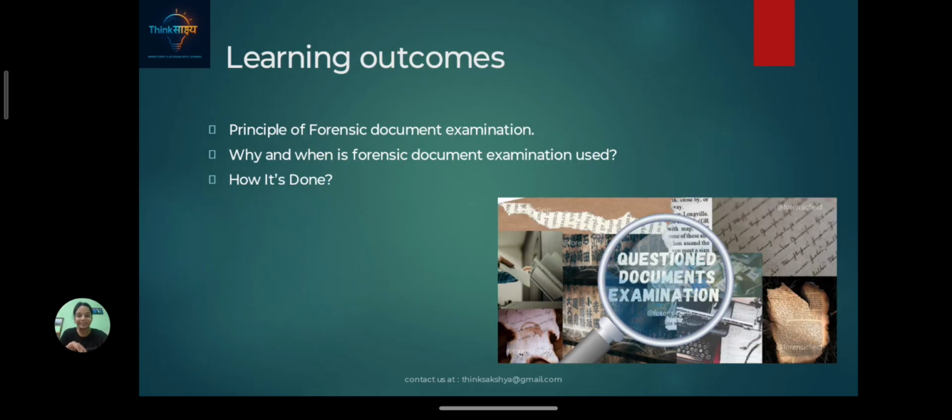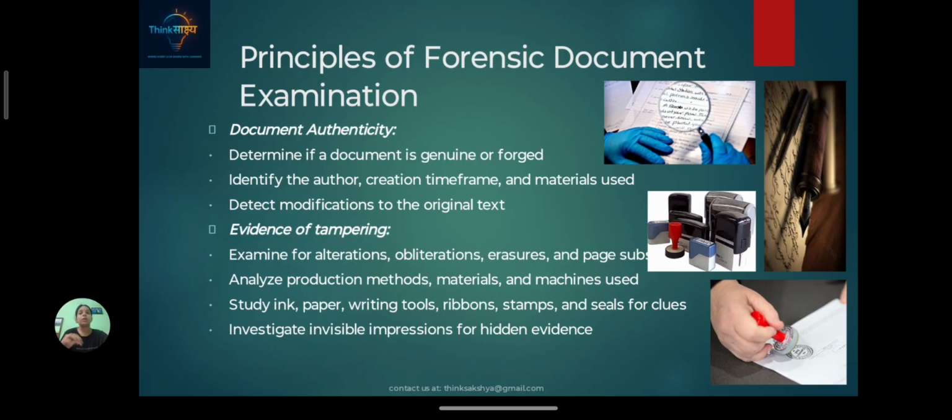Let's dive right in. First of all, one of the basic principles on which forensic document examination is based is the authenticity of a document. As we learned in the previous lecture, a questioned document is a document whose authenticity is under question. Authenticity or integrity is under question, or you are suspicious about it. So the first principle is that document authenticity should be determined. Is it really genuine or is it forged?